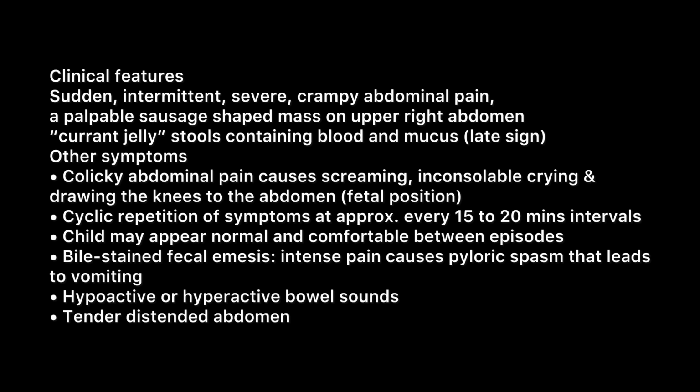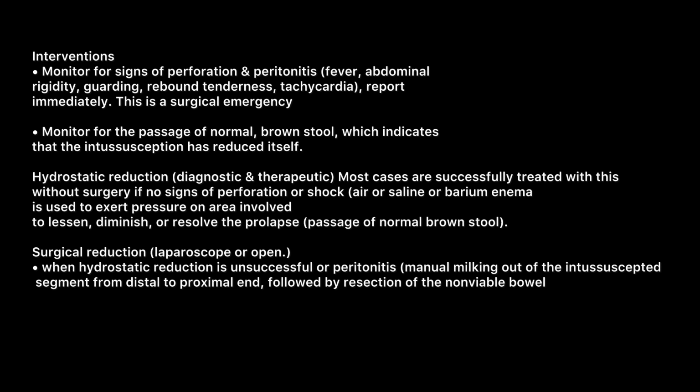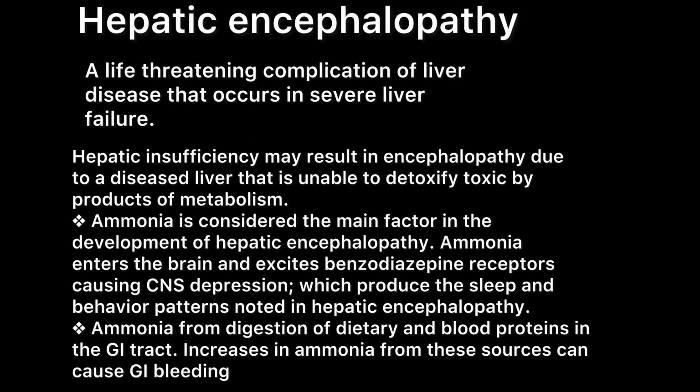Bile stain, fecal emesis, hypoactive or hyperactive bowel sounds, tender, distended abdomen. Being a nurse, monitor for signs of perforation, peritonitis. Monitor for the passage of normal brown stool, which indicates that the condition has reduced itself. With hydrostatic reduction, most cases are successfully treated if there is no sign of perforation or shock. In hydrostatic reduction, air or barium enema is used to exert pressure on the area involved to lessen the prolapse.